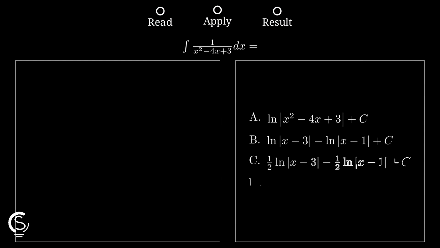First, we need to factor the quadratic denominator. Since 3 and 1 multiply to 3 and add to 4, the expression factors beautifully into x minus 3 times x minus 1.